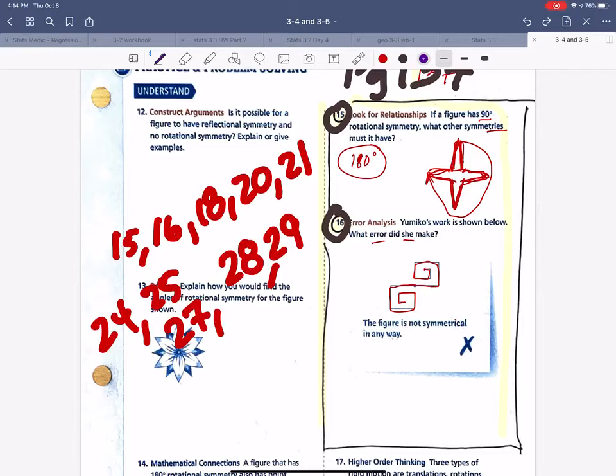But I think Yumiko's forgetting that this thing, if this is the top and this is the bottom, and I flipped it upside down, it would look the same right side up and upside down. So this technically is symmetrical.